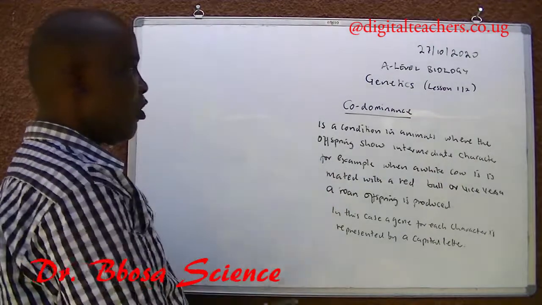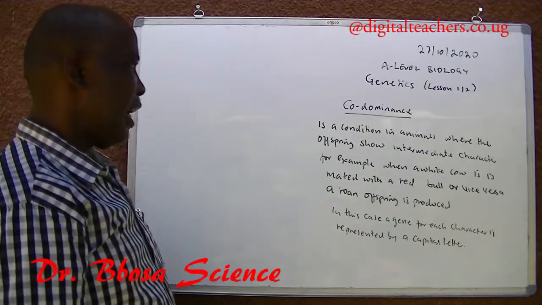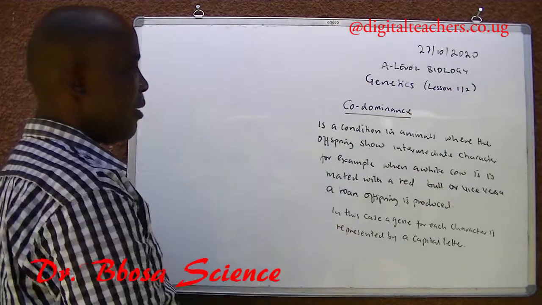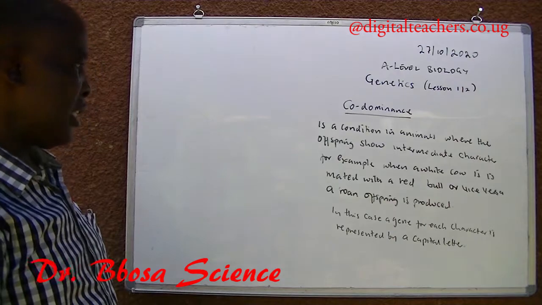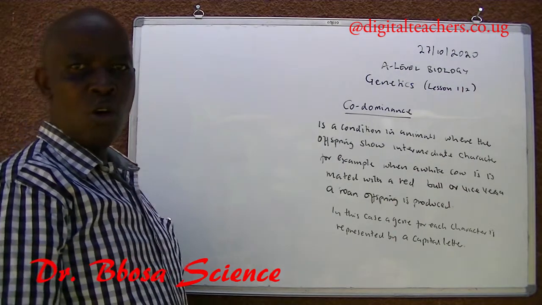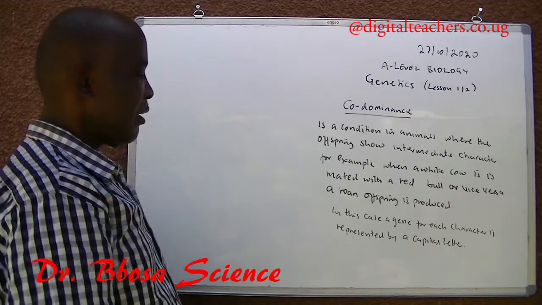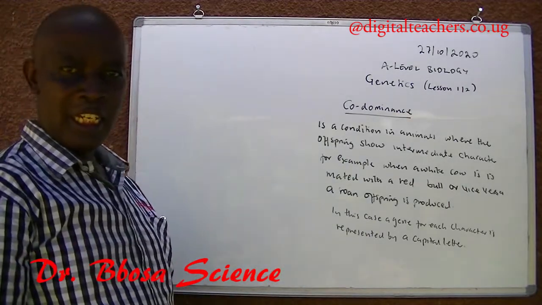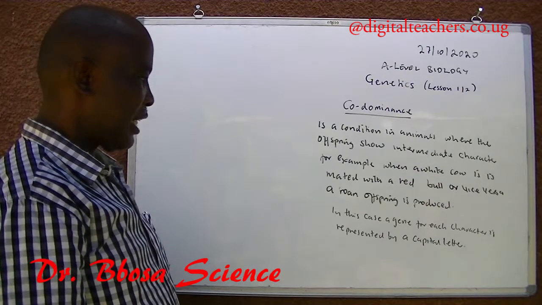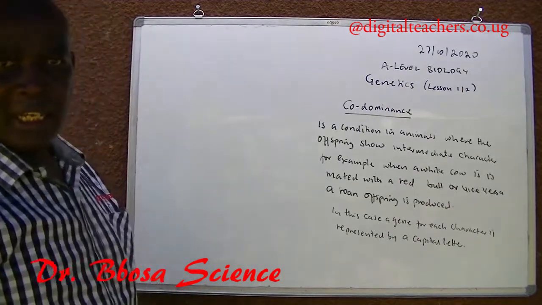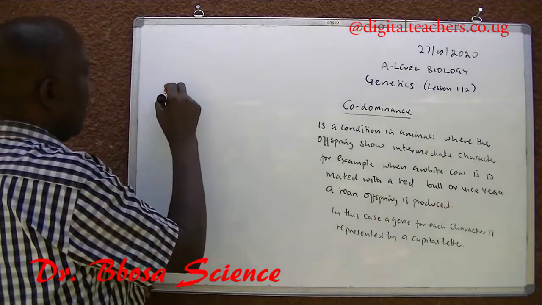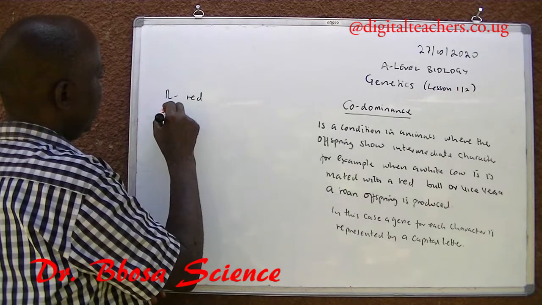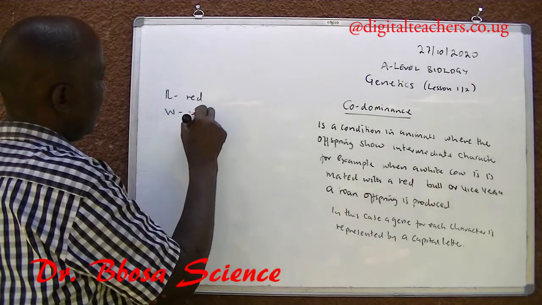Codominance is a condition in the animal where the offspring show intermediate character. For example, when a white cow is mated with a red bull or vice versa, a lone offspring is produced. In this case, a gene for each character is represented by a capital letter. R for red, and then W for white.